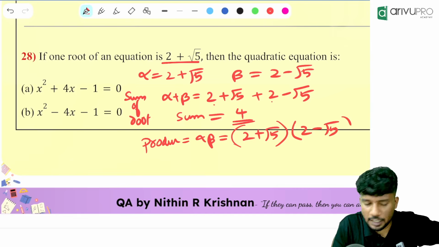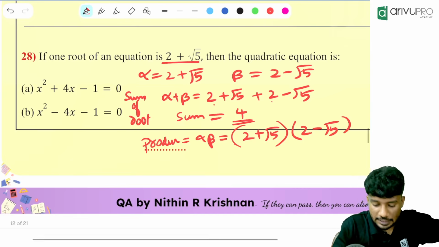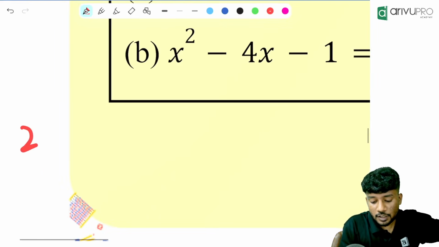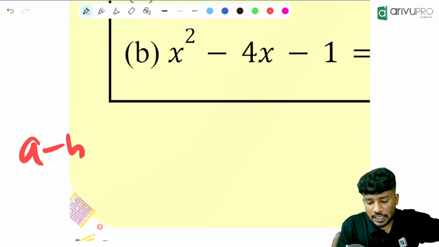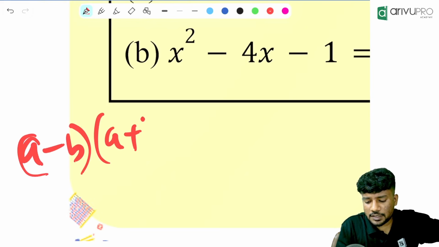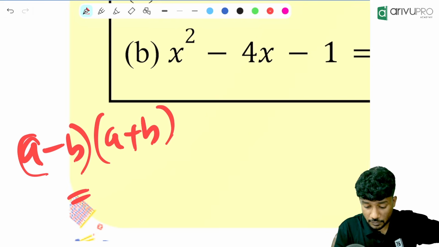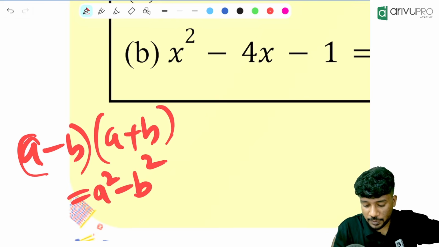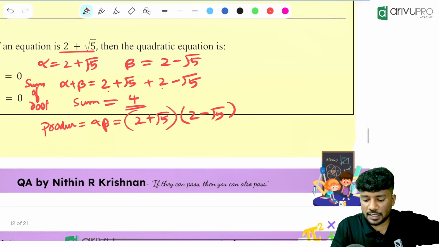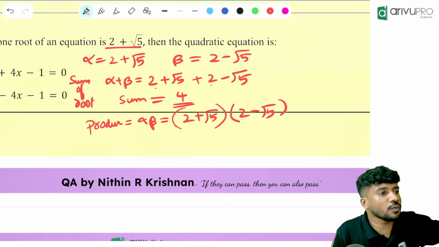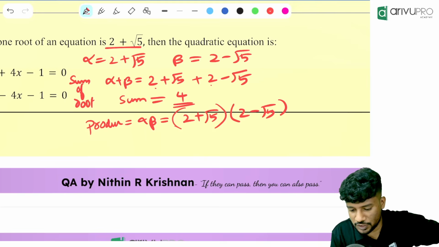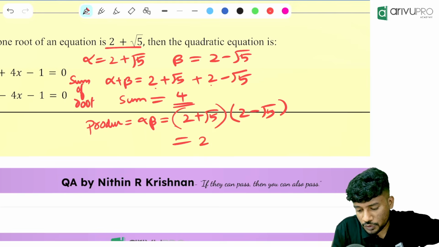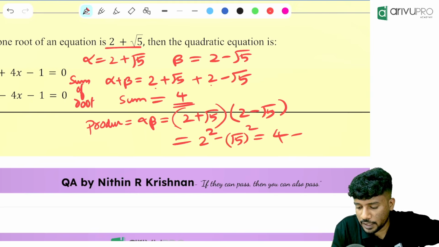Yeah, we are going back to our first standard. Yes, I'll explain that, Soumya. A minus b into a plus b is equal to how much? A square minus b square. So people, with that idea, 2 plus root 5 into 2 minus root 5 will be equal to 2 square minus root 5 the whole square, which is equal to 4 minus 5. Answer is minus 1.